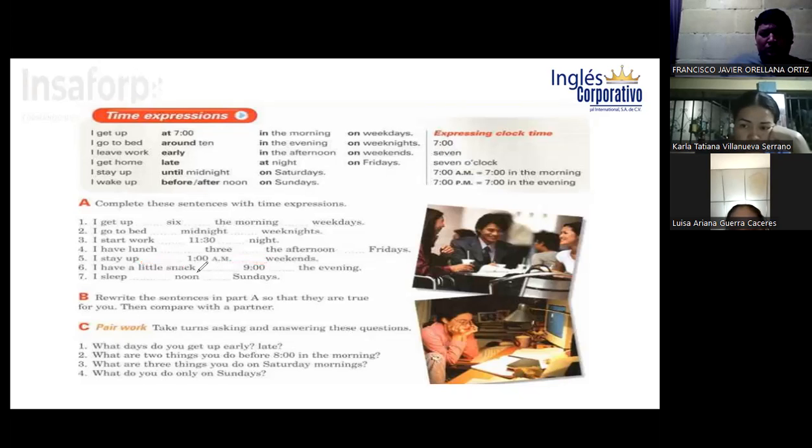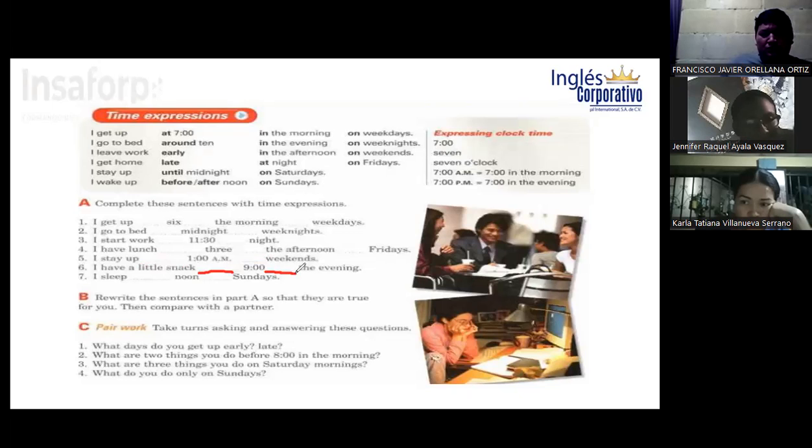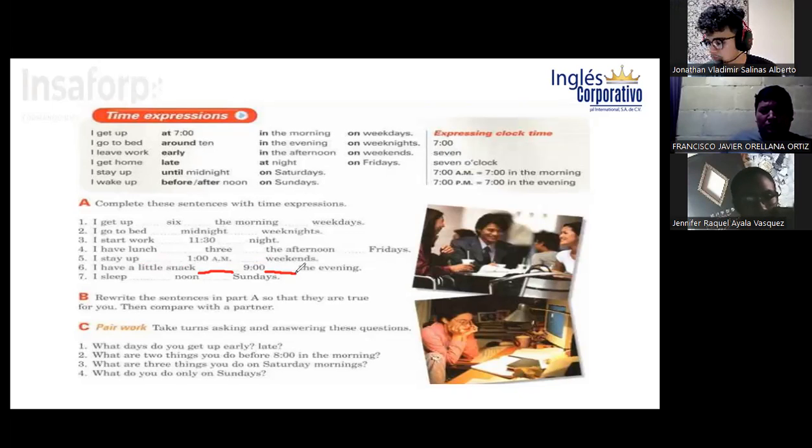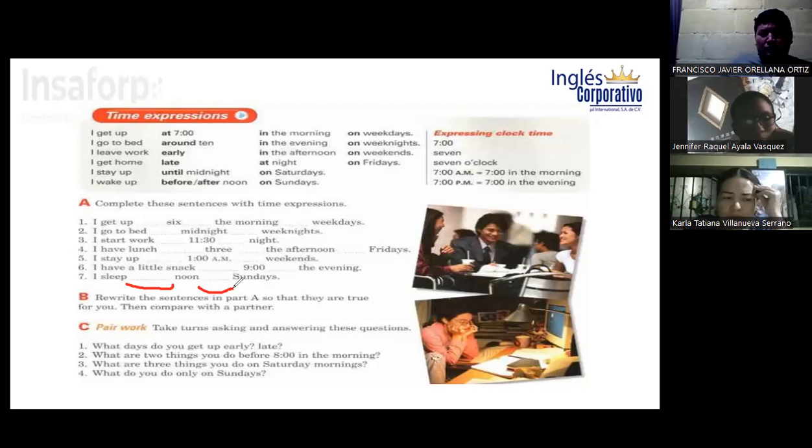And the number 6. Help me with the number 6. I have a snack at night. I have a little snack in the evening. All right. So I have a little snack in the evening. Okay, good. And the last but not the least, I sleep on Sundays. That's the word that we are looking for. So we are approaching this part.